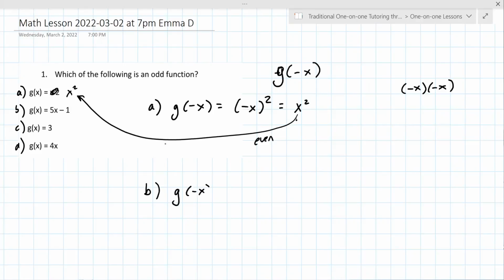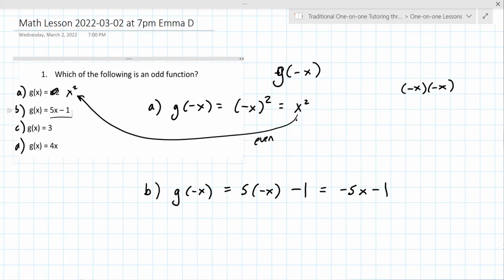So g of negative x for letter B is 5 times negative x minus 1. When you simplify this, you get negative 5x minus 1. Do you agree with that? Yes. Is this the same as the original? No, it is not the same.